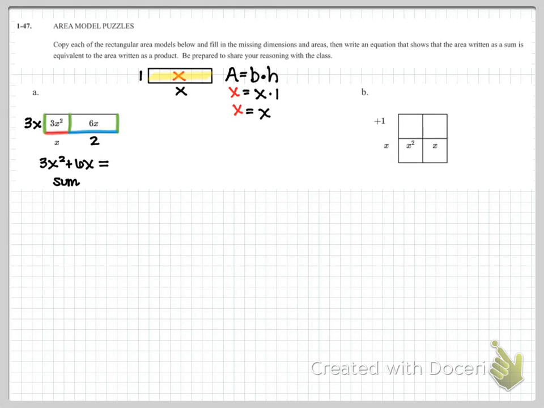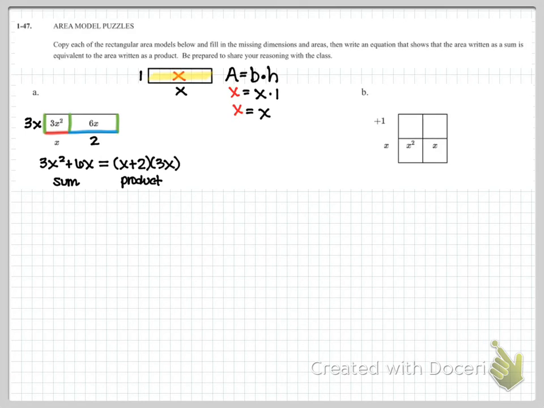I want to do base across the bottom times height going up the side. And then we may as well put parentheses around that 3x, although there's no addition or subtraction sign, so it's not really necessary. So there's my product. So that covers our first problem.